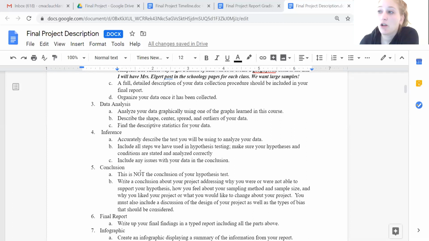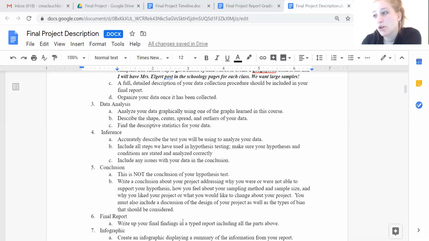Then the conclusion, this is not simply the conclusion from your hypothesis test. You want to summarize why you were or were not able to support the hypothesis. Tell me about the sampling method, the sample size, what went well with the project, what didn't go well, that sort of thing. And also include a discussion of the design as well as any types of bias. So if we are doing the Google Form survey, we're going to have some bias with that because people might not want to answer. Only people that feel strongly about it answer, that kind of thing.